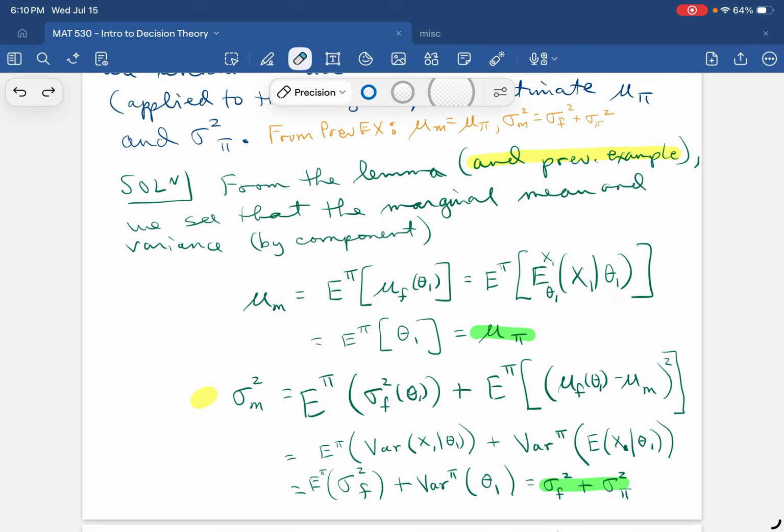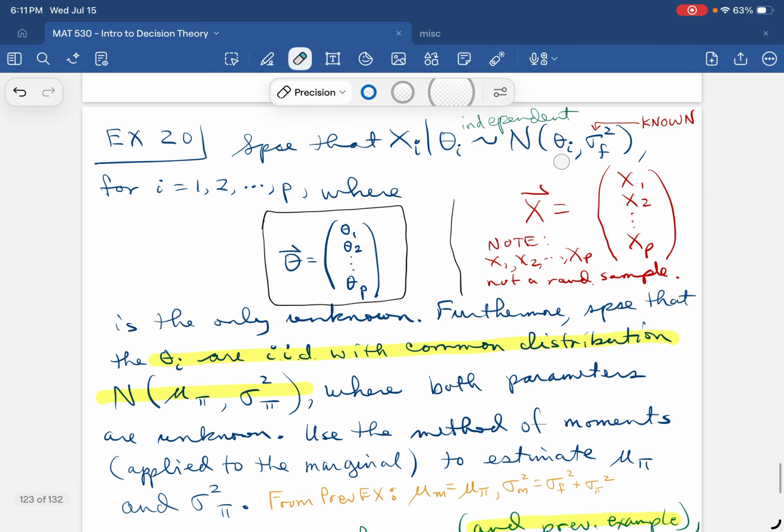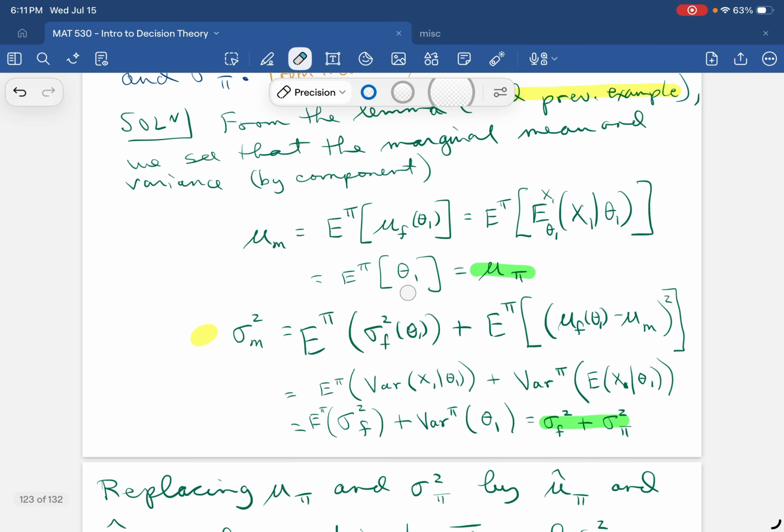So the conditional mean of x given theta is theta 1. And so that gets us this part here, and then we take the expected value of theta 1 according to the prior distribution, which gives us mu sub pi. Because remember, that was a normal distribution with this mean mu sub pi.